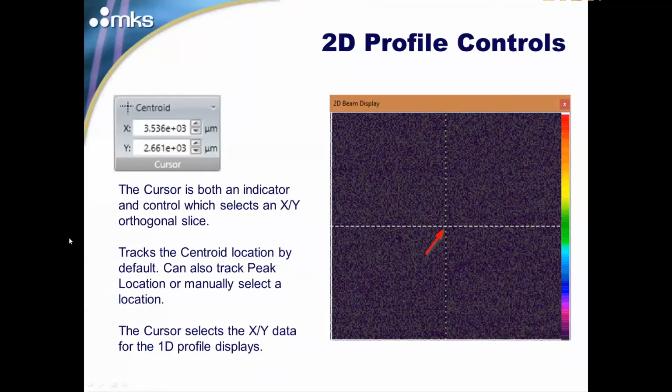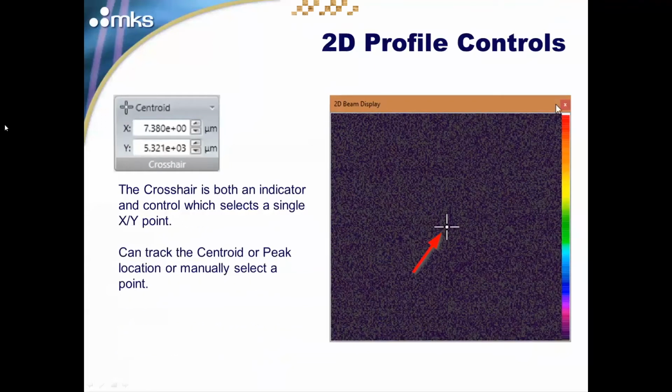The cursor is the feature that selects the XY data for the 1D profile displays. So if you're trying to work with the 1D display windows and you're not getting any profile data, make sure that you've enabled the cursor. The crosshair controls right next to the cursor controls. It's an indicator and a control that's selecting a single XY point. You can set this to track centroid location or peak location, or to manually select an arbitrary point.